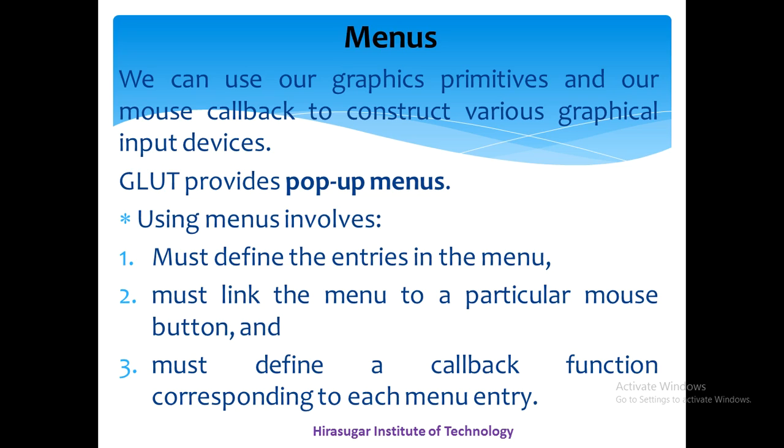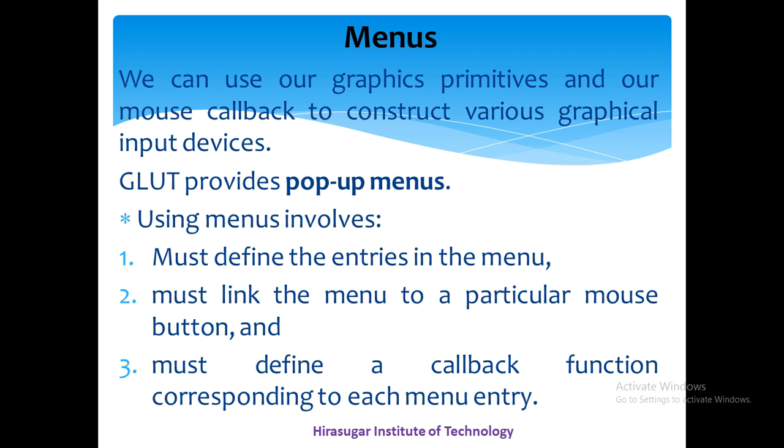For that, glut provides pop-up menus. To create such menus, glut provides a facility, that is pop-up menus. Using menus involves three steps: you must define the entries in the menu, you must link the menu to a particular mouse button, and you must define a callback function corresponding to each menu entry.